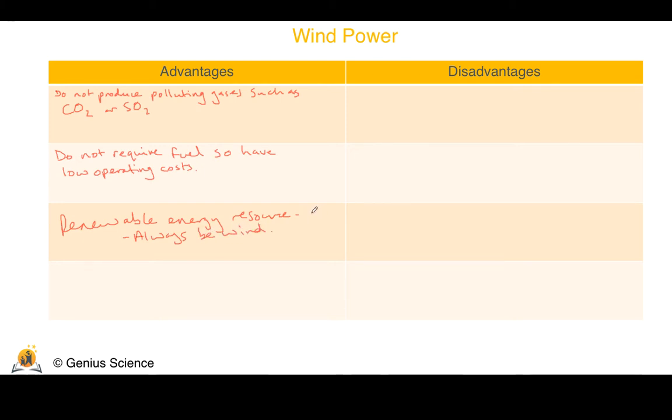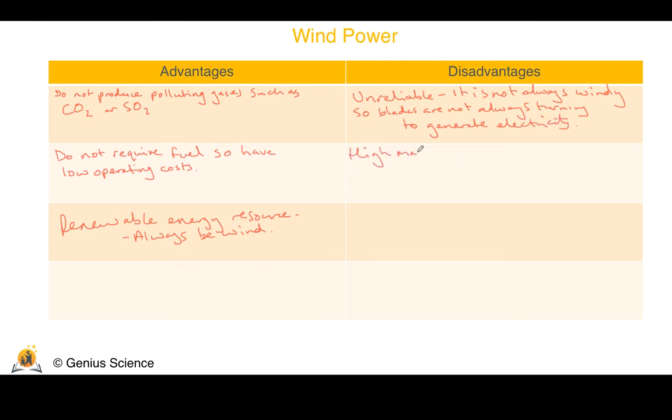A disadvantage of wind power is that it is an unreliable energy resource. In other words, it is not always windy. So the blades are not always turning to generate electricity. Also, to produce wind power, there are high manufacturing and startup costs.